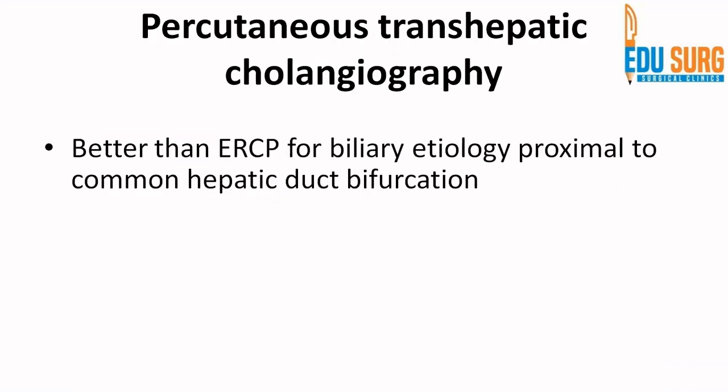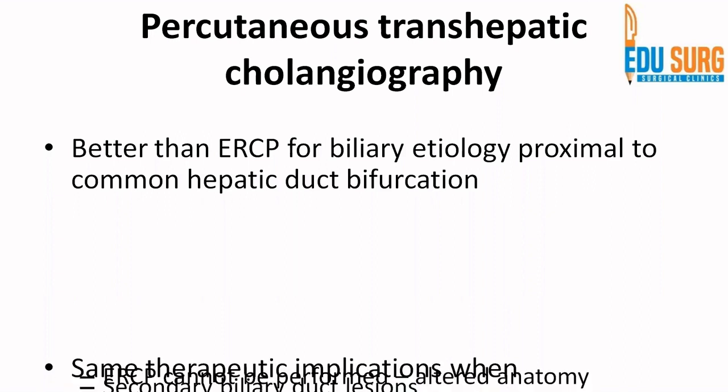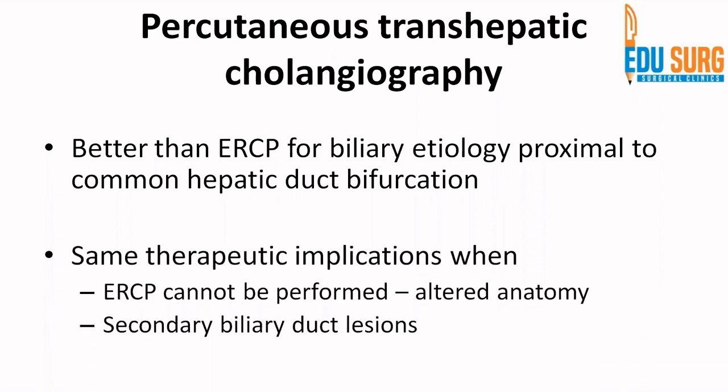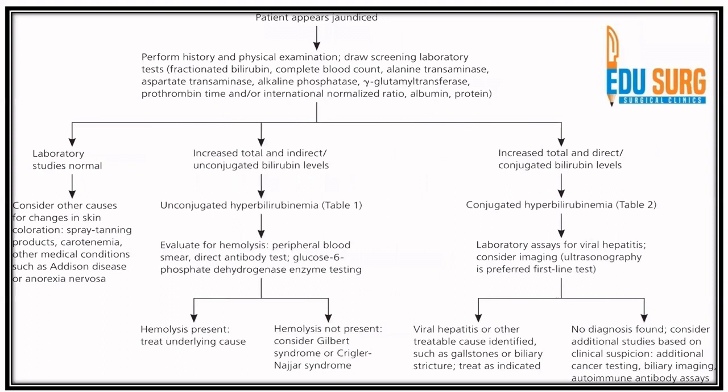Percutaneous transhepatic cholangiography, a very clear-cut division is the hilum, right? For anything that is proximal to the common hepatic duct bifurcation, PTC is better therapeutically than ERCP. Same therapeutic implications like ERCP, but it can also be used when ERCP cannot be performed, like the patient having Roux-en-Y anastomosis, or if the patient has secondary bile duct lesions, like I said, lesions that are above the common hepatic duct bifurcation, PTC does better. So a very simple overview.